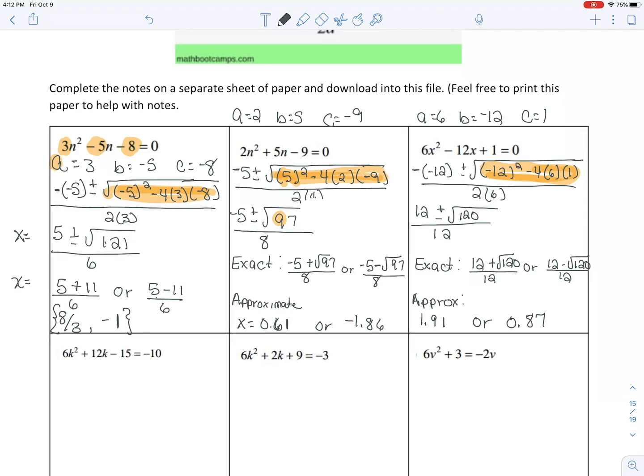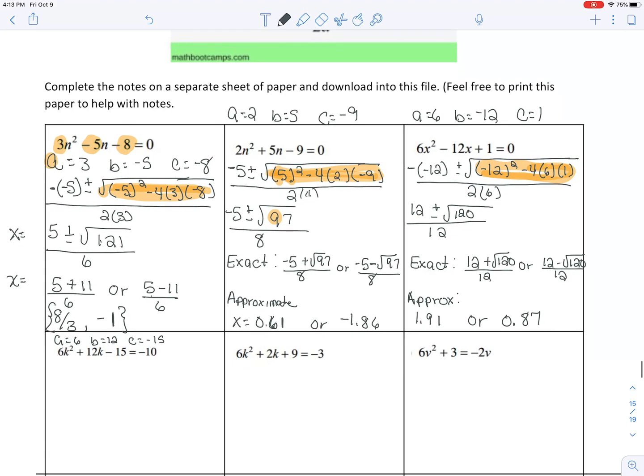Okay, let's do another example. And we have A is equal to 6, B is equal to 12, and C is equal to negative 15. Oh, notice that this is not equal to 0. I didn't pay attention to that. So I've got to get it to equal 0 first. So the first thing I have to do is add 10 to both sides. So I'm going to add that to the constant.